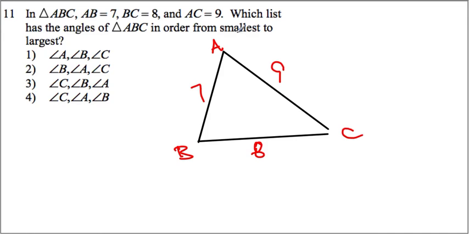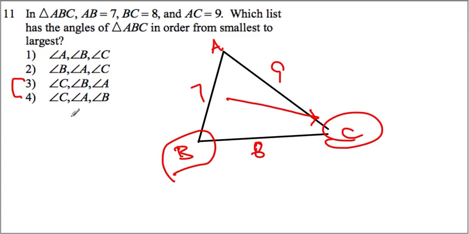Then you will realize that the smallest angle has to be opposite from the smallest side. C must be the smallest. So we're looking at third and fourth. That means the longest side, which is 9, which is opposite from angle B, this has to be the biggest angle, which tells us that choice 4 will be our answer.